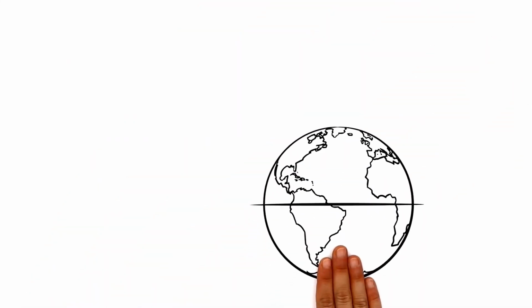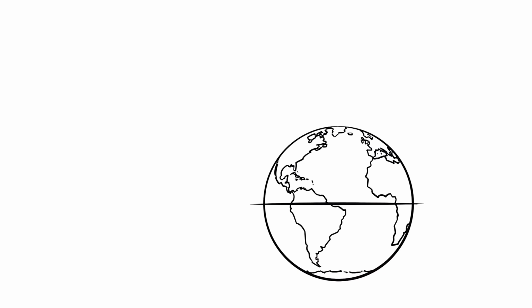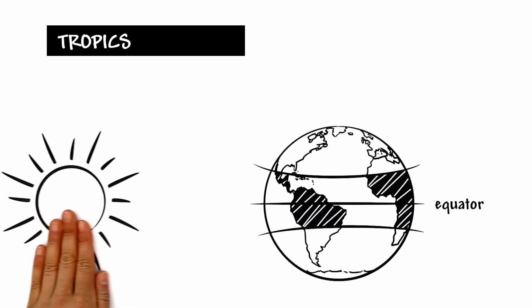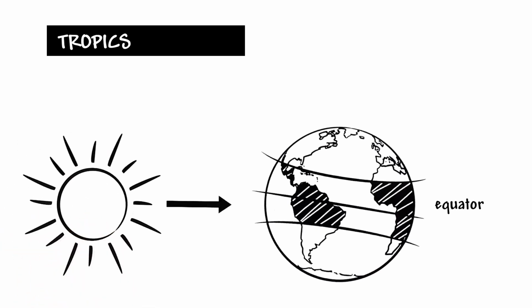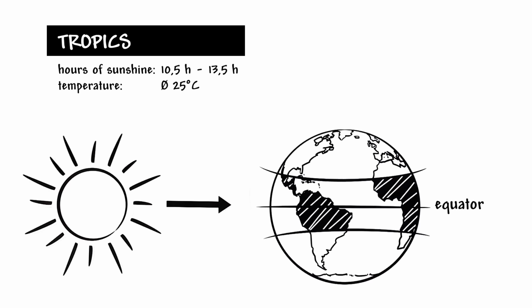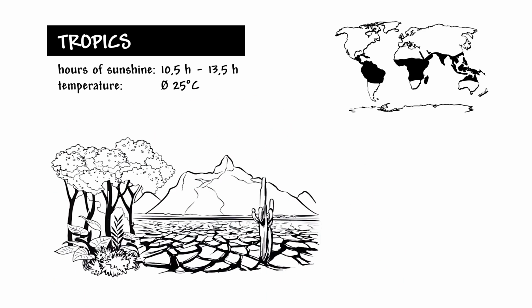There is a line around the center of our globe called the equator. The regions surrounding this line are the tropics. Since the sun's rays hit the Earth here almost straight on all year round, days are basically the same length and also just as warm whatever the season. Depending on the altitude, temperatures range between 50 and 0 degrees Celsius.